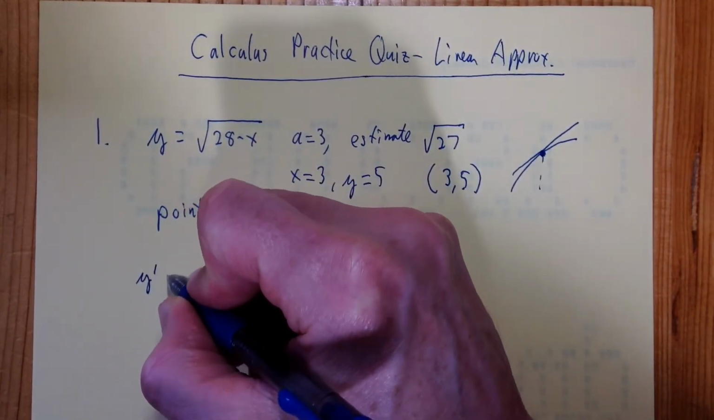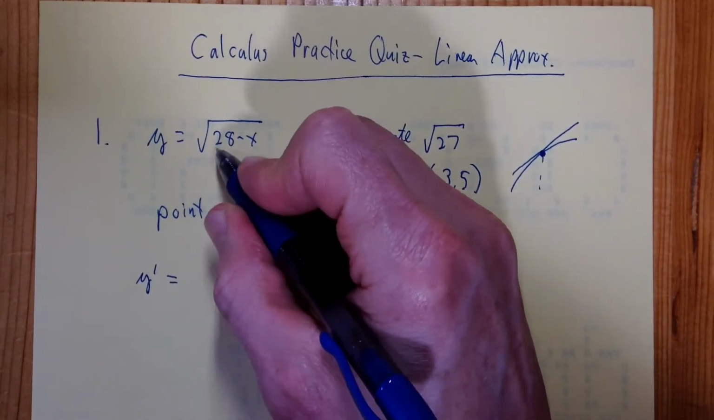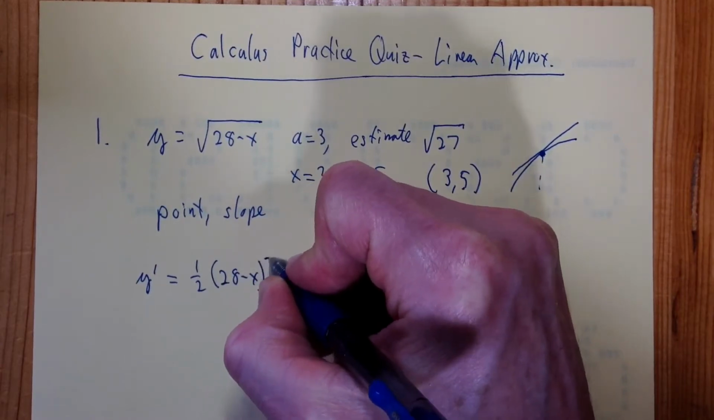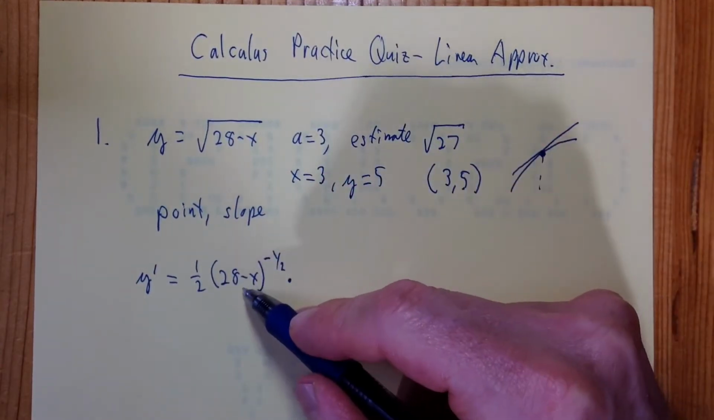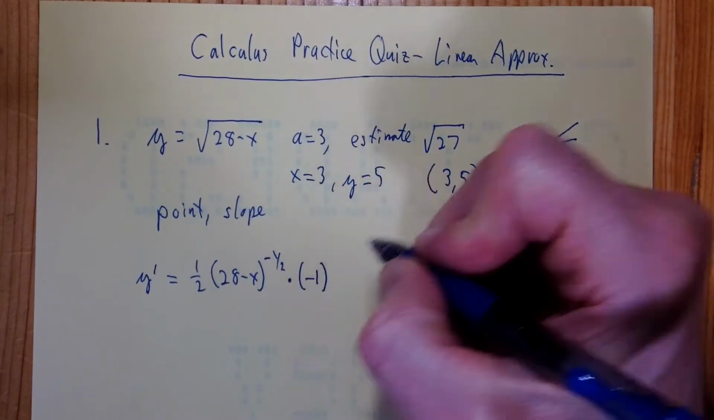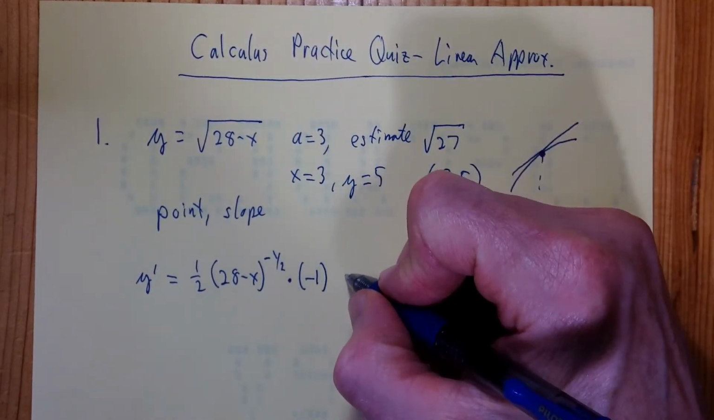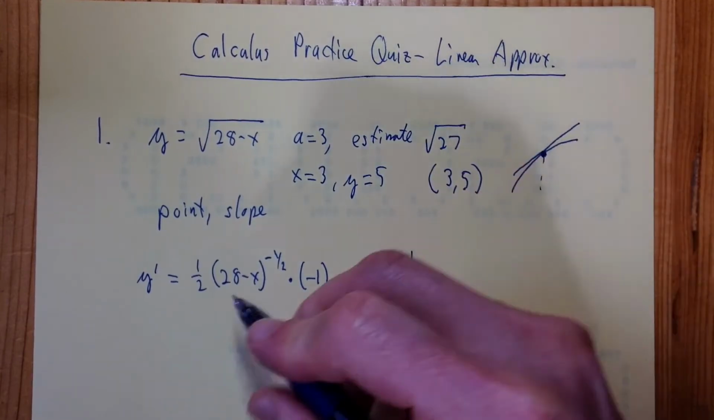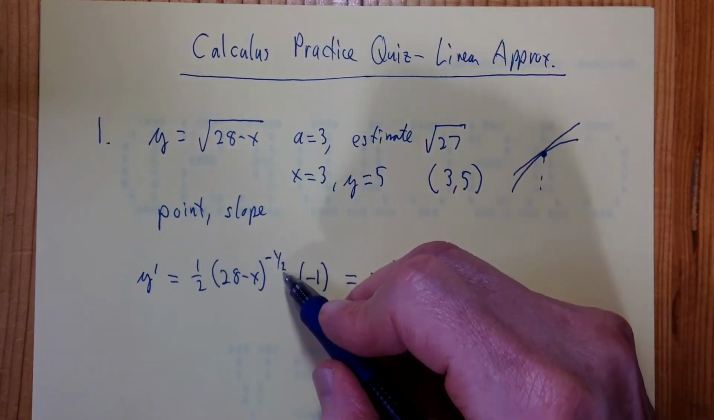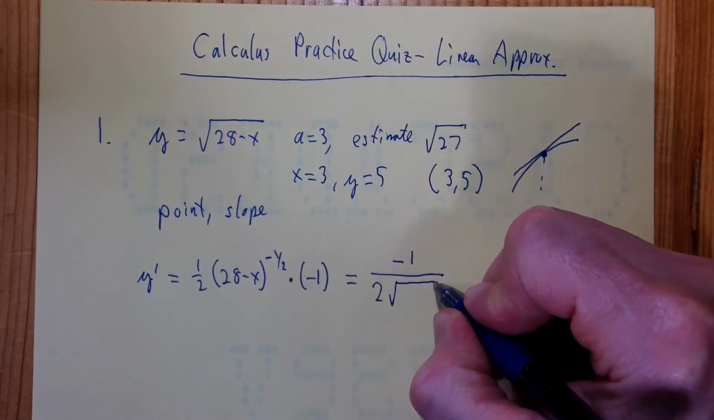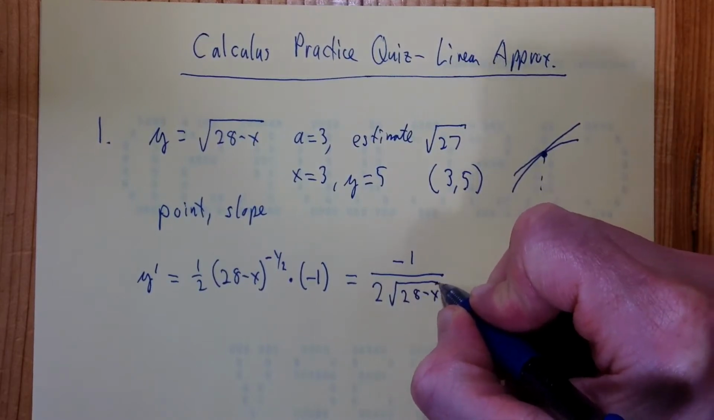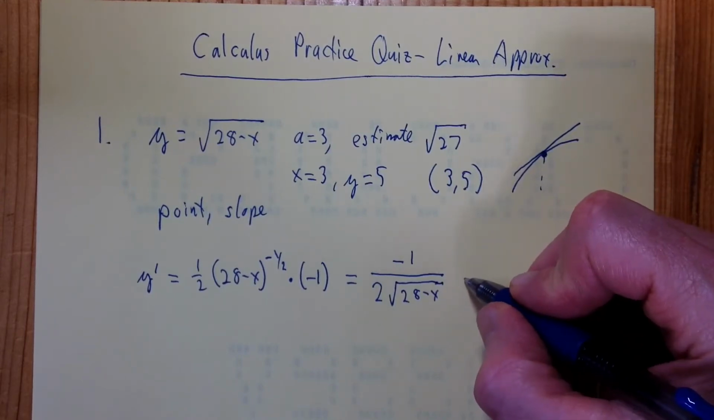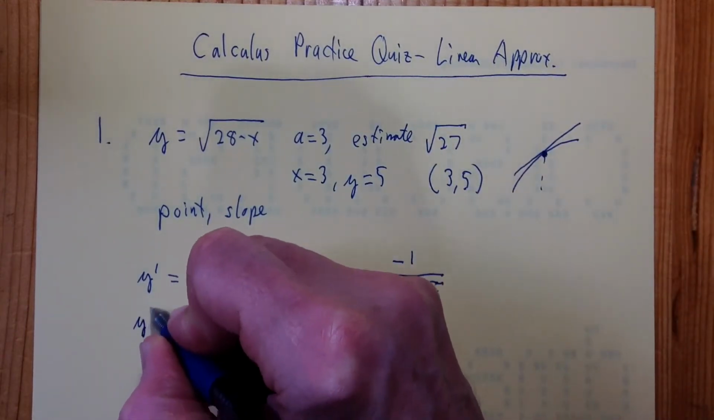So y prime is, let's see, the derivative of the square root is 1/2 (28 minus x) to the negative 1/2 times the derivative of what's inside. The derivative of negative x is just negative 1. So let's rewrite that. That's a negative, and everything else is in the bottom. We have a 2 in the bottom, and negative 1/2 is square root in the bottom, so square root of 28 minus x. That's our slope. We want to know that at x equals 3.